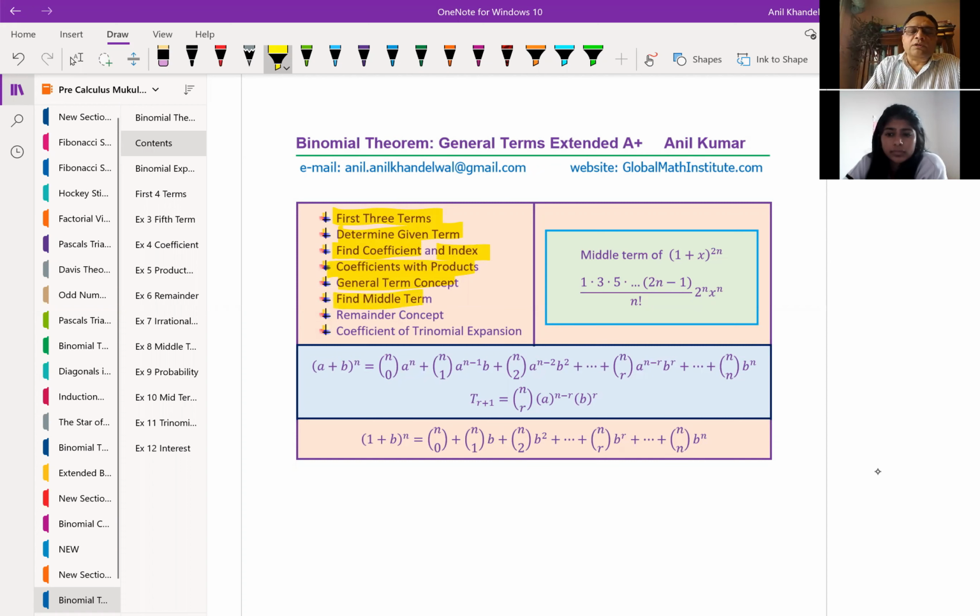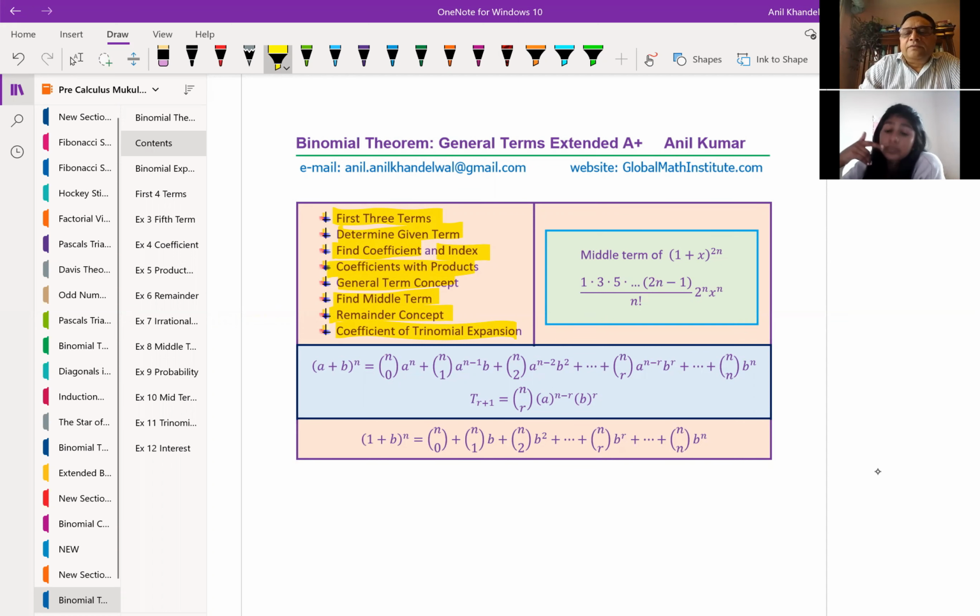We'll also focus on the middle term. In many binomial expansions, you may have sometimes one middle term, sometimes two middle terms, right? So if you have an odd degree, in that case, there will be an even number of terms. Even number of terms means there are two numbers in the center. So we say two middle terms, okay? We'll take up examples where we'll try to find how to get the remainder of the whole thing. And we'll also work with some shortcut methods to find the coefficient of a trinomial.